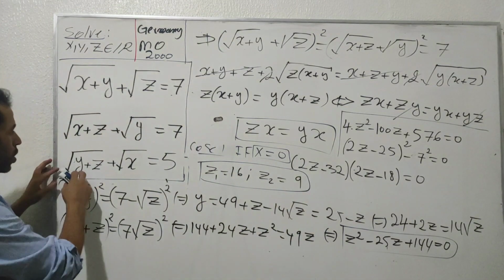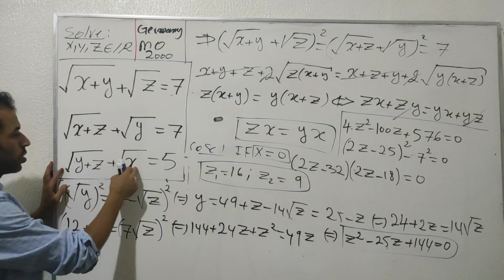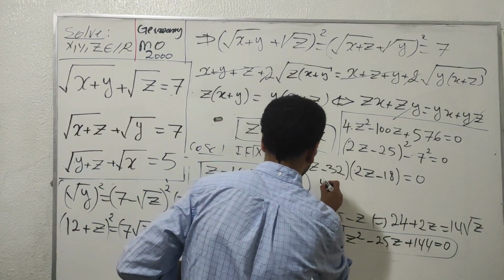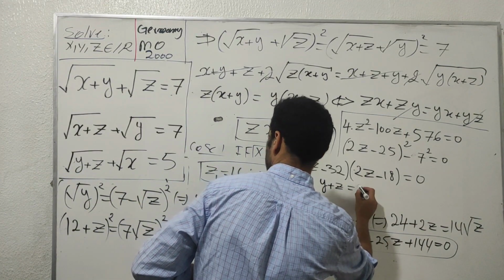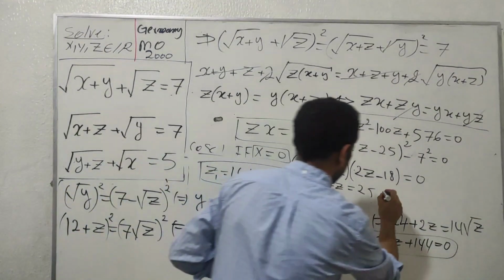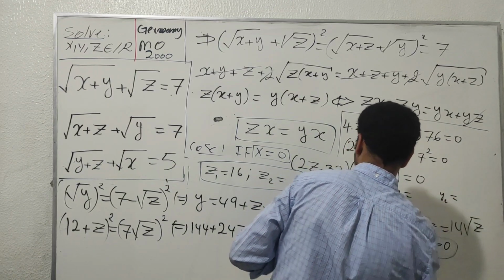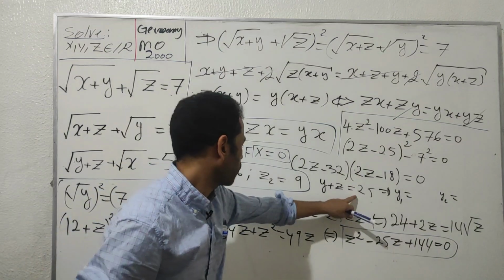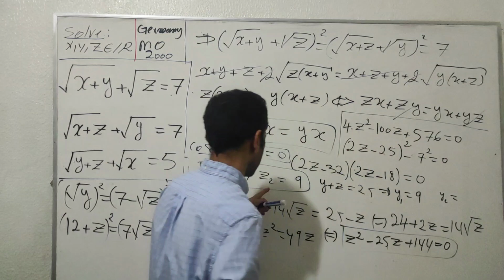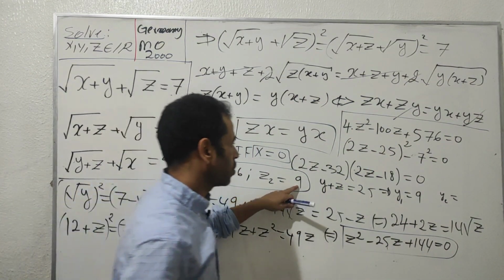In order to find y, I'm going to use the last equation with x equals 0. I already have y plus z equals 25, which means I also get y1 and y2. y1 gives us 25 minus 16, which is 9, and the other one, I get 25 minus 9, which is 16.